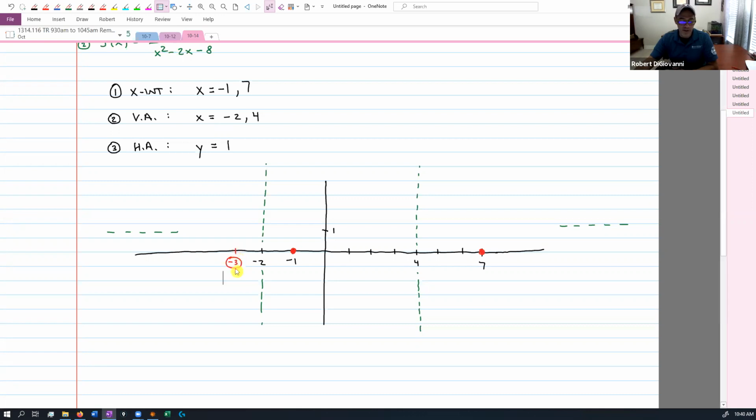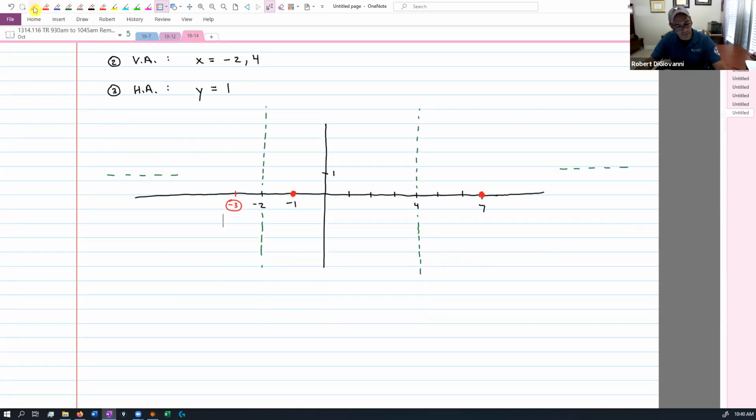I'm sorry, step 4 was the plot. Step 5 was the test points. And the first test point we said was -3. I like that. -3 will take care of this region. Now this next part's tricky. Do y'all see where the next test point needs to be?